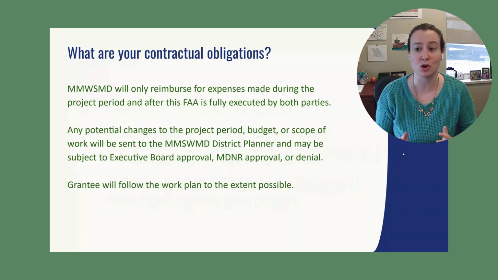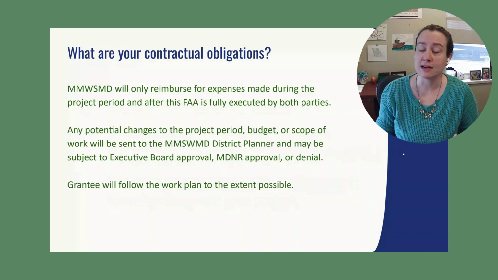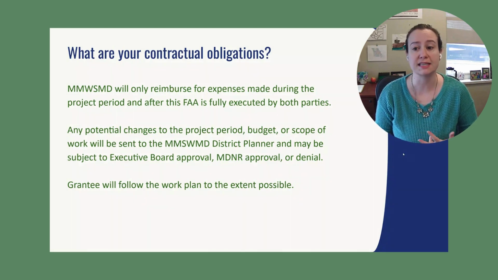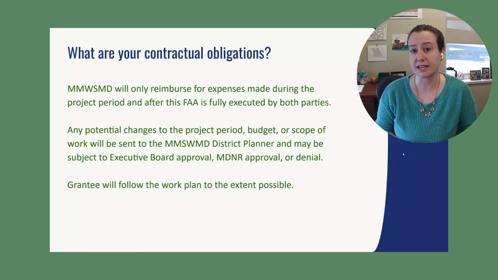So the district will only reimburse for expenses made during the project period and after the FAA is fully executed by both parties. So if you're spending money that is not in your FAA, we will not reimburse you for it. Any potential changes to the project period, budget, or scope of work will be sent to the district planner and may be subject to executive board approval, Department of Natural Resources approval, or denial. And the grantee will follow the work plan to the extent possible. These are things you've already agreed to as a grantee with the district.